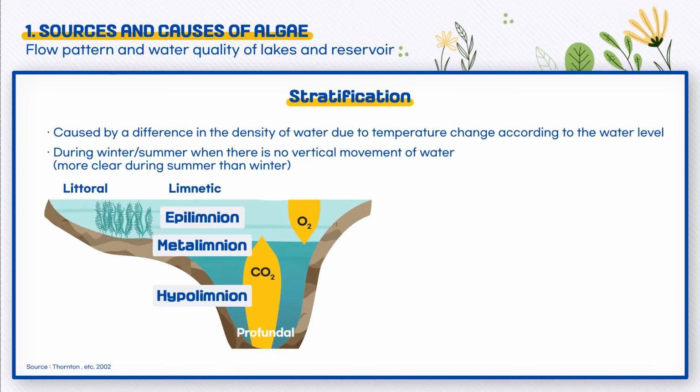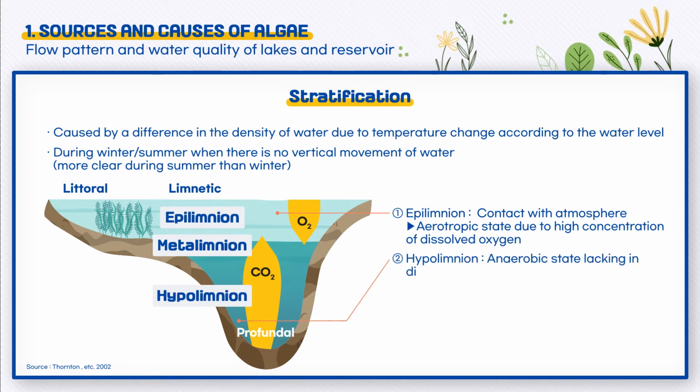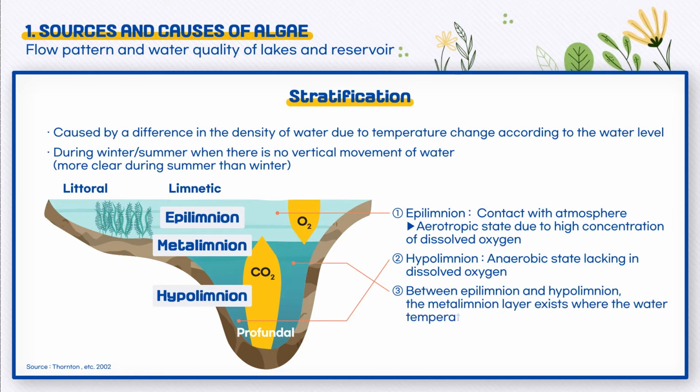As discussed earlier, the concentration of dissolved oxygen is high in the epilimnion layer that is close to the water level, which is in contact with the atmosphere and results in an aerobic state, and the lower hypolimnion becomes an anaerobic state where there is a lack of dissolved oxygen. And between the epilimnion and hypolimnion layers, there is the metalimnion layer, where the water temperature and density rapidly change.